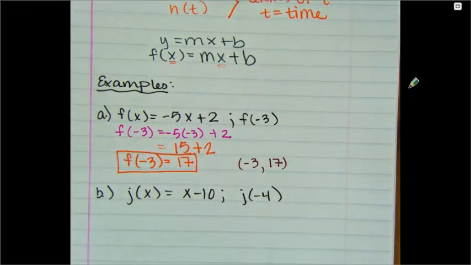J of x equals x minus 10, and you're going to evaluate j of negative 4. There we go.